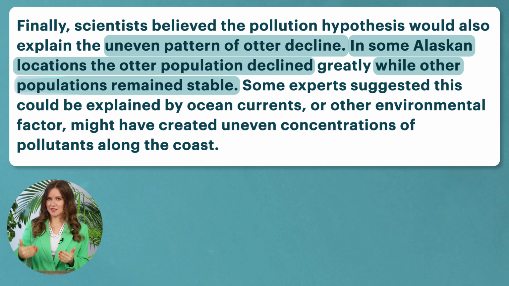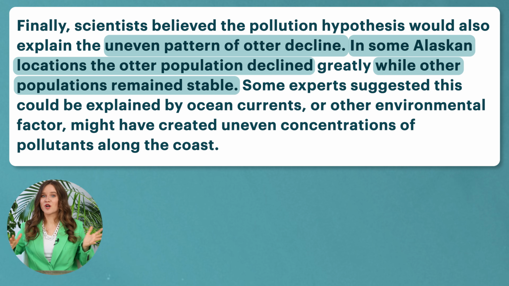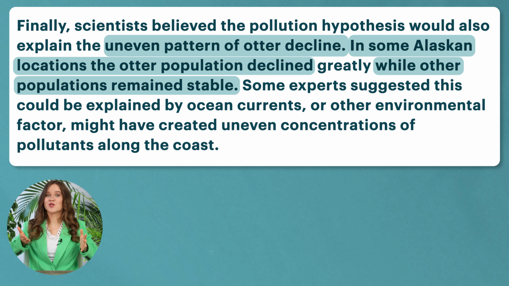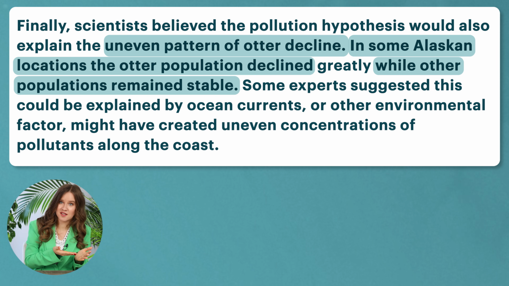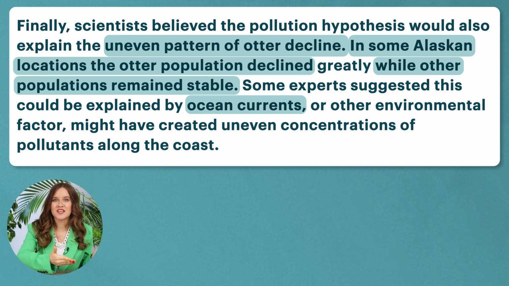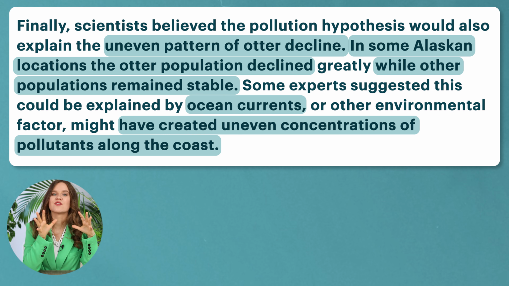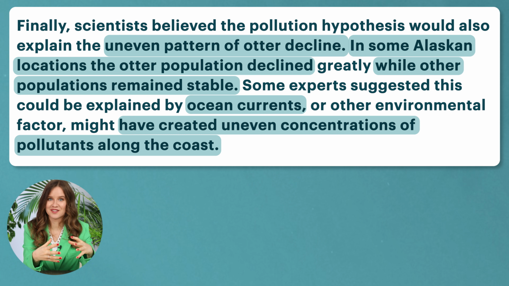Well, in some Alaskan locations, the otter populations decline, while other populations remain stable. This means that in areas of Alaska where oil rigs are located and pollution occurs, many otters died. However, in areas without pollution, they did not. Why? Because of the ocean currents. These currents have created uneven concentrations of pollutants along the coast. Simply put, water currents allow pollutants to accumulate near the Alaskan coast, creating pollution.